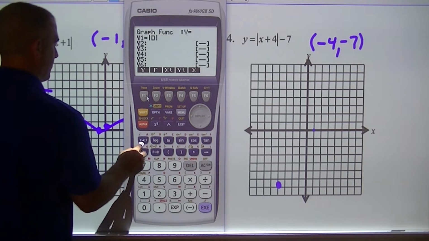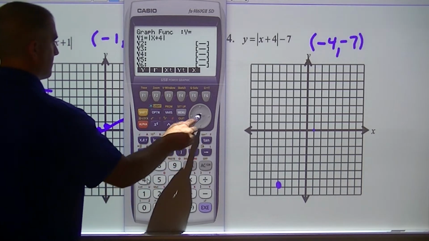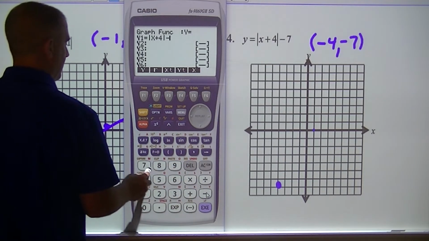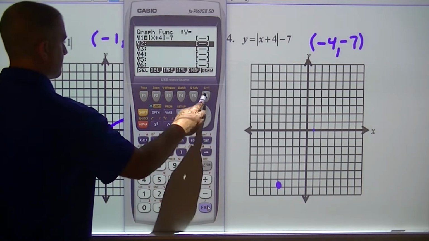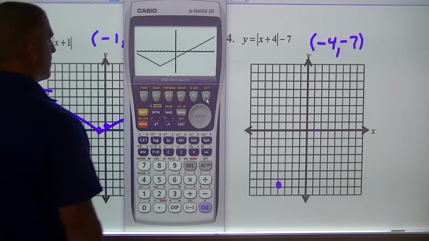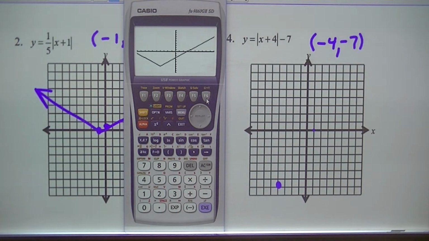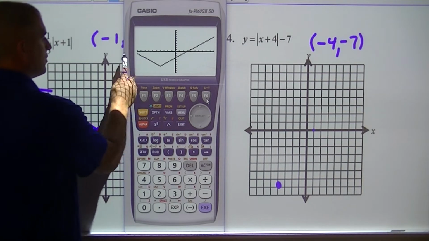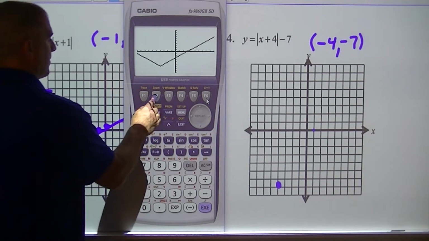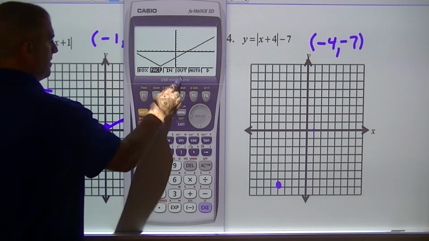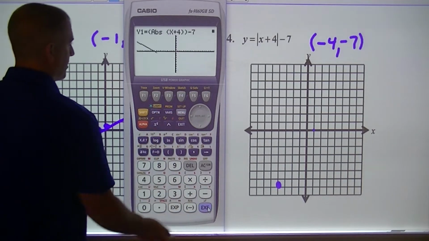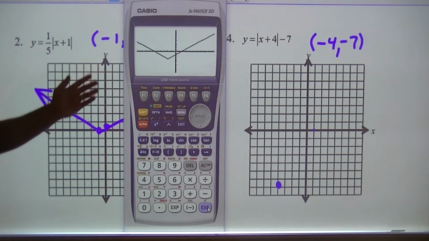x plus 4 on the inside, minus 7 on the outside. So I got my V shape here. Now, since this is zoomed out a little bit, I need to learn how to zoom out. So I'm going to zoom out and then execute, just so I can see a little bit more.